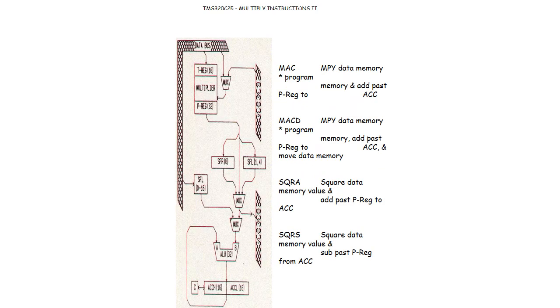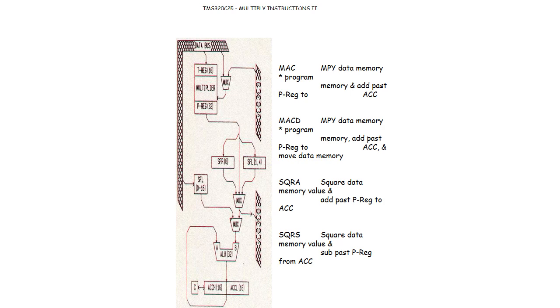Next, the TMS320C25 multiply instructions group. Here we have used the data buses. The data buses will be passed into the register and then passed into the multiplier. Here we have used two registers, one a 16-bit register and another a 32-bit register. Both are combined together to form the multiplication process, and then passed into the multiplier.